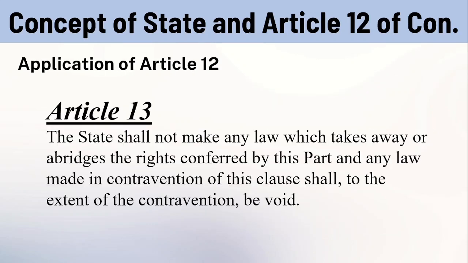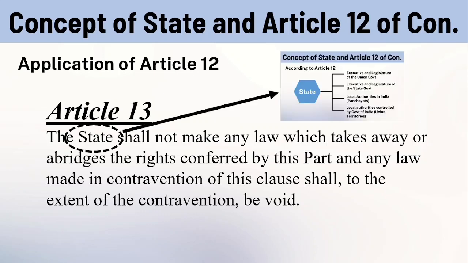So here we have Article 13, which states that the state shall not make any law which takes away or abridges the rights conferred by this part, which basically means the state shall not make any law which takes away fundamental rights. Here, what does state refer to? It refers to these four things that is defined in Article 12. That's it.